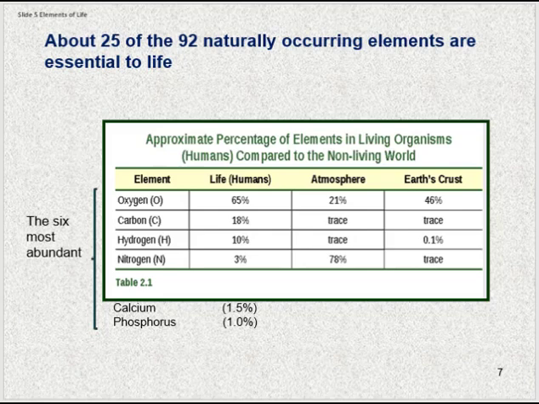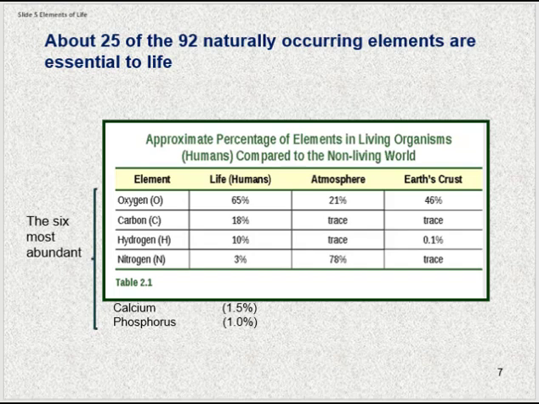Out of the 92 naturally occurring elements, only about 25 of them are essential to life. 4 elements are common to all living organisms, and those 4 elements also make up the greatest percentage of elements in living organisms. For example, oxygen composes 65% of the elements found in a human body.